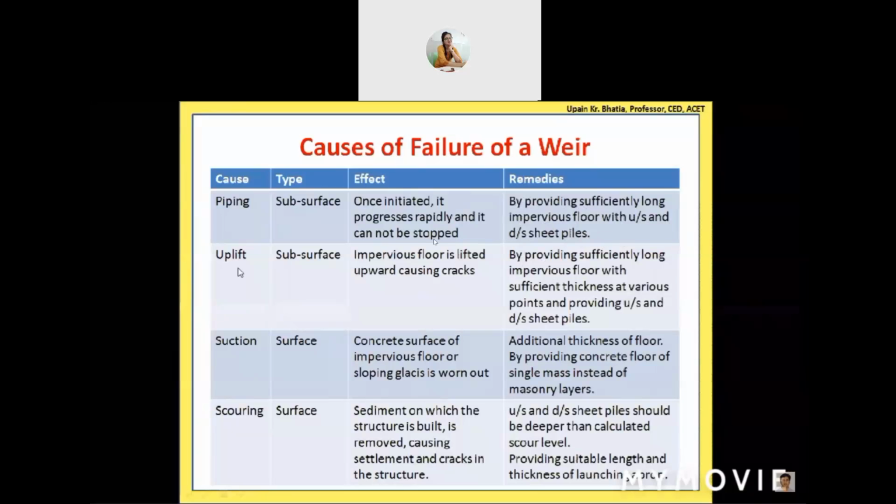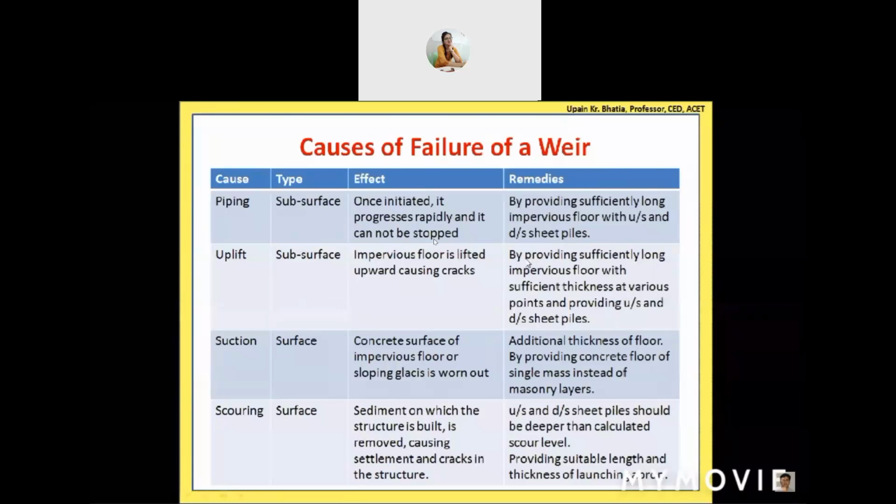For uplift pressure, the impervious floor is lifted upwards, causing cracks. This we have discussed today. And how to prevent it? By providing a sufficiently long impervious floor. Again, a sufficiently long impervious floor is good for resistance against the piping also, and it's good for effectiveness against the uplift pressure also.